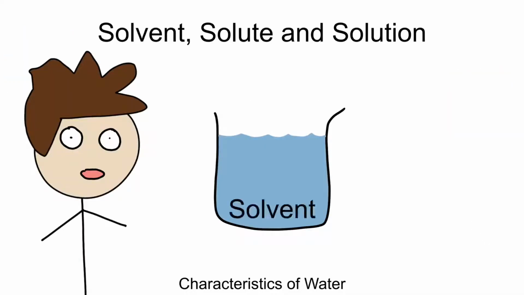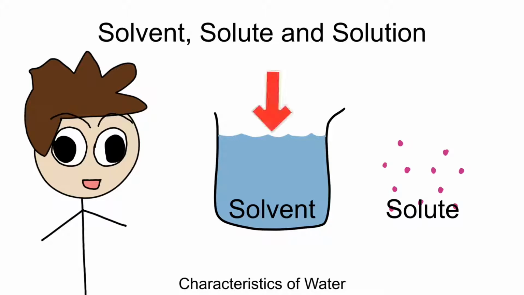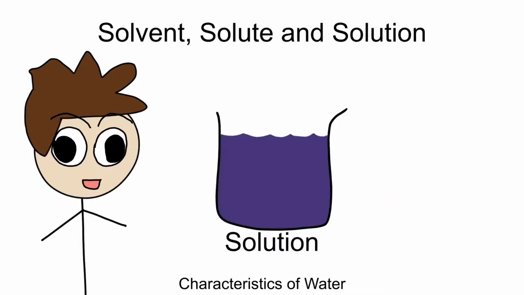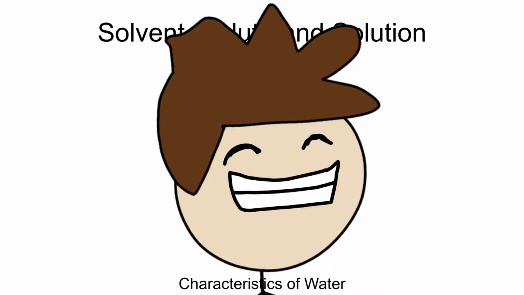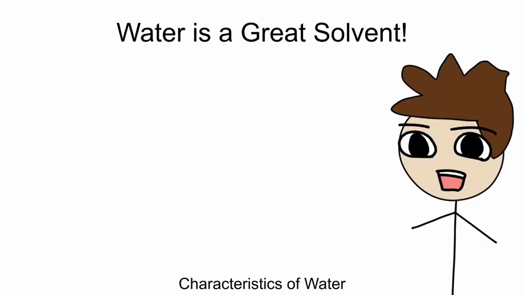Water is a solvent. A solvent is an agent that dissolves other substances, and these substances are given the technical term solute and are dissolved in the solvent. So basically, if we get water, which is the solvent, and mix it with, let's say, salt, which is the solute, we get a solution. What we've gone over so far in the previous videos should make this a breeze. Water is a great solvent.